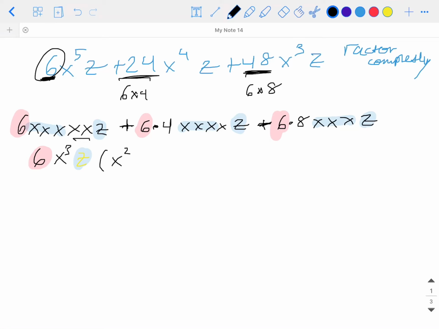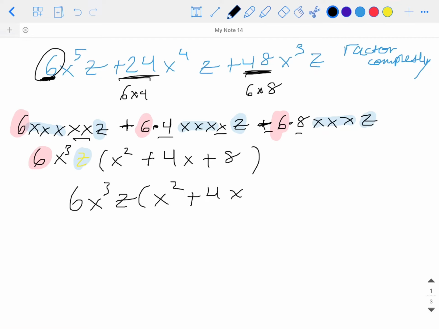x squared plus 4x plus 8. That seems to be it regarding this problem. We want to put this as one color, the 6x^3z, x squared plus 4x plus 8.